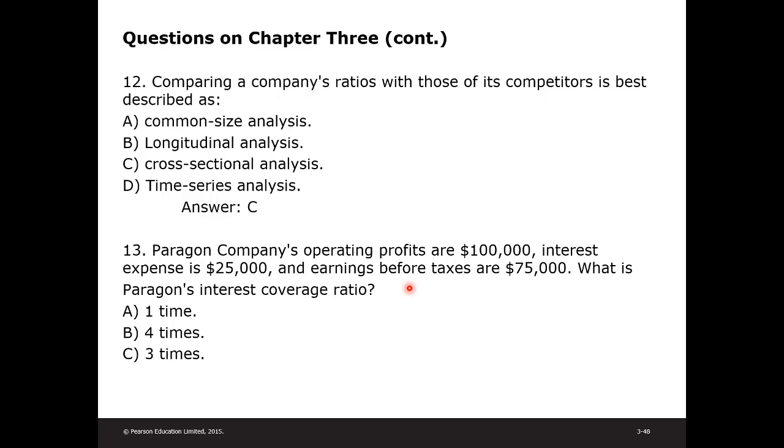Paragon company's operating profits are 100,000. Interest expense is 25,000, and earnings before tax are 75,000. What is Paragon's interest coverage ratio? This earning before tax is not the net income. I'm sorry, this was a mistake. This is earning before tax, not after tax. So this is not the net income.